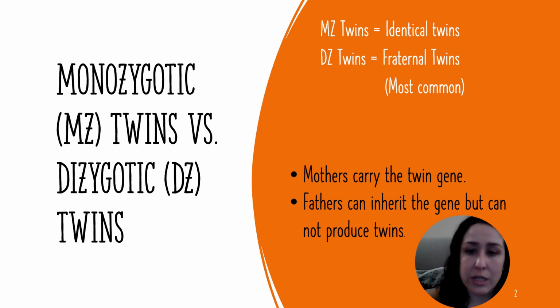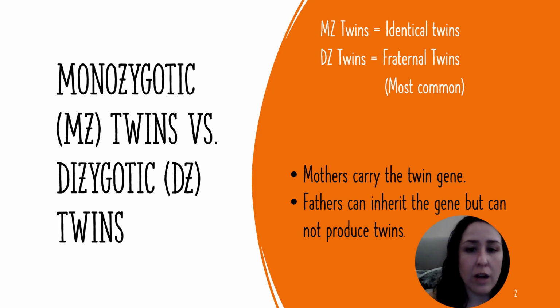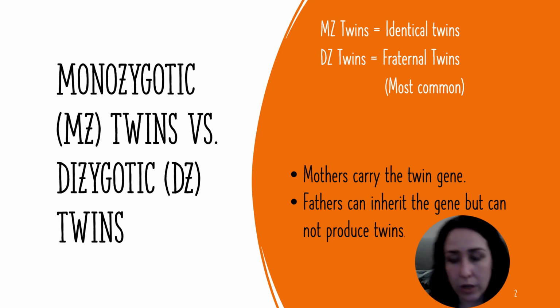And what I also did not know is that it can skip a generation. However, that is kind of a myth, and the mother actually carries the twin gene. The mother can pass that along to the father, but the father cannot produce twins. They can, however, pass that gene over to their daughter if they do have a daughter, and she is most likely able to have twins, or may have twins, depending on if that mutation carries over.